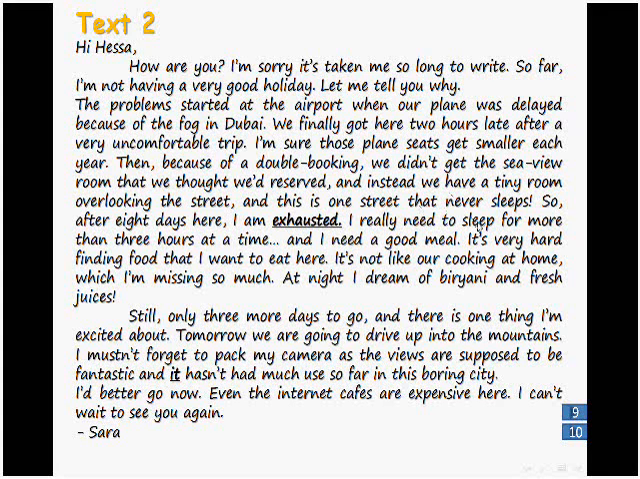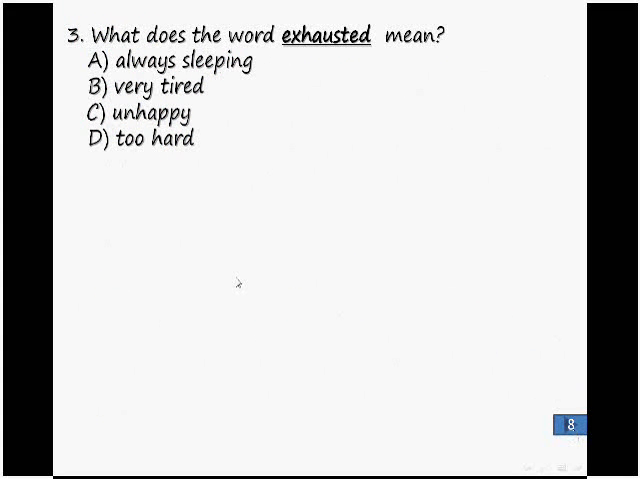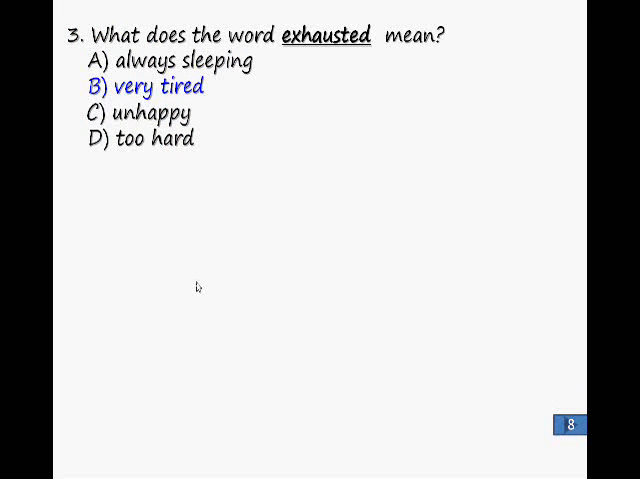So if a person is exhausted and wants to sleep for more than 3 hours, so what is meant by the word exhausted? Sure, it's very tired. So as you can see, the words and their meanings can be very easy. So you don't have to look for words that can be difficult or something like that.